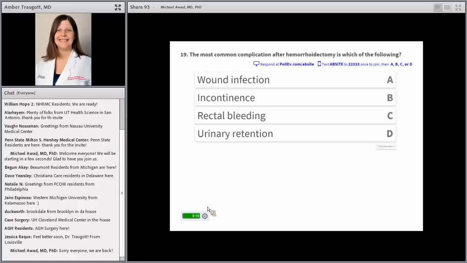Number 19. The most common complication after hemorrhoidectomy is which? Wound infection, incontinence, rectal bleeding, or urinary retention.